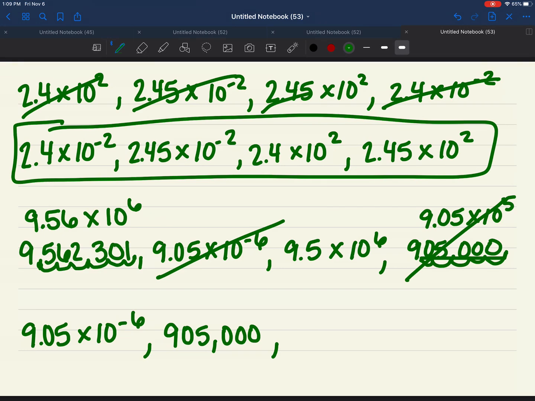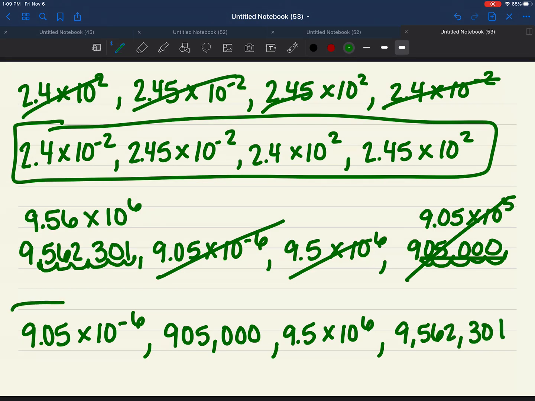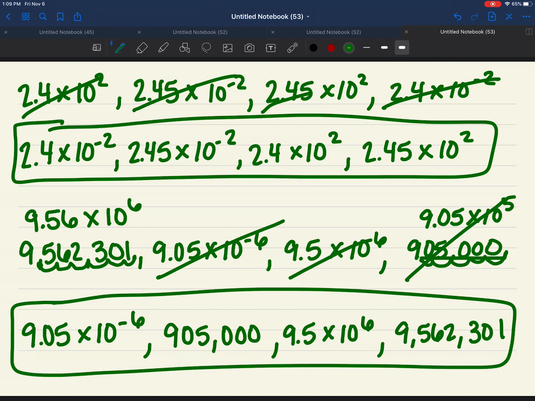Okay, now the last two numbers I'm comparing have the same exponent, so where do I look to see which one is smaller? The number in front, right? Which number is smaller, 9.5 or 9.56? 9.5, okay? So we're going to say 9.5 times 10 to the 6th, and then our original number, 9,562,301. Okay, do we feel okay with that?